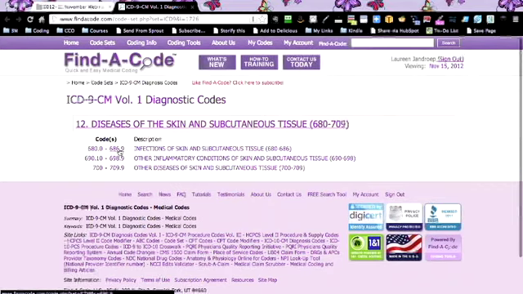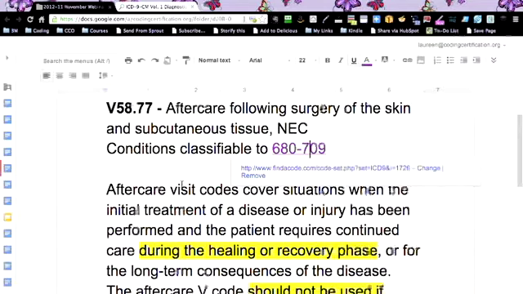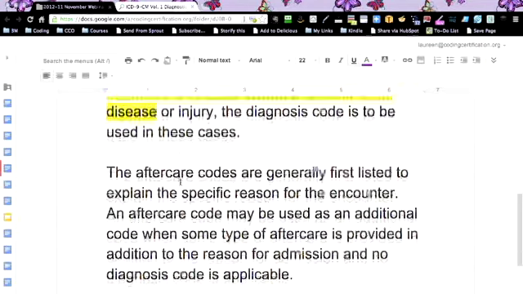So it could be one of these infections of the skin, if that's what it's for. Maybe it was an inflammatory condition or whatever. You would code that as acute. It's not actually in the recovery phase yet. So based on the documentation, that's how I'd figure it out.